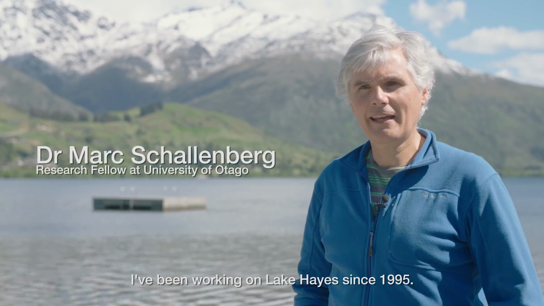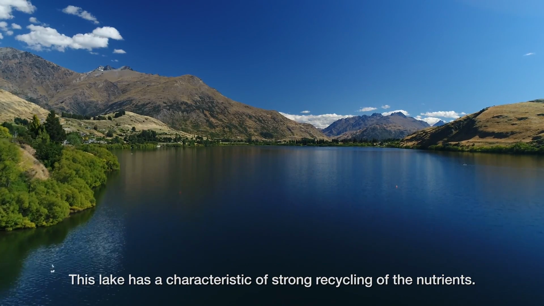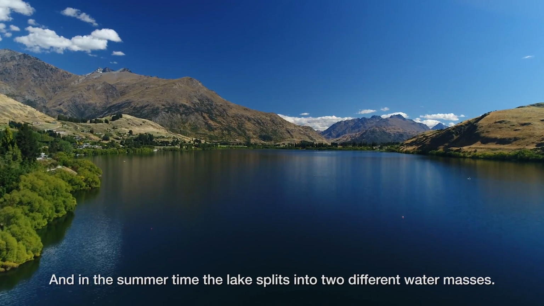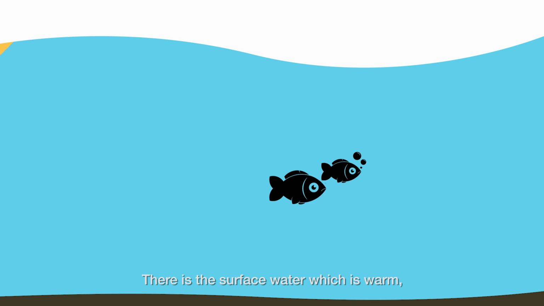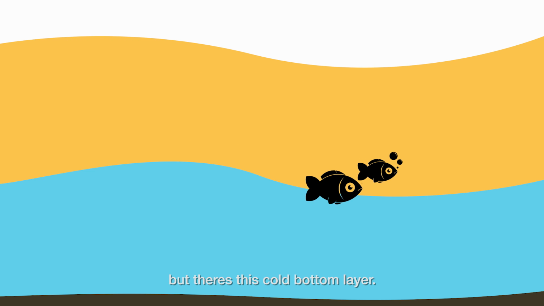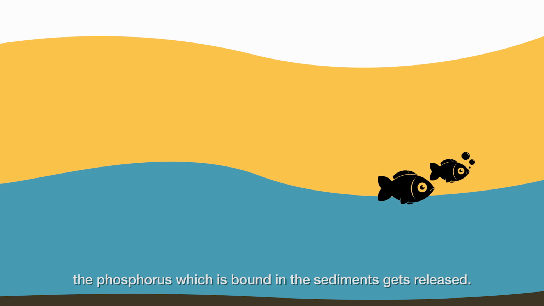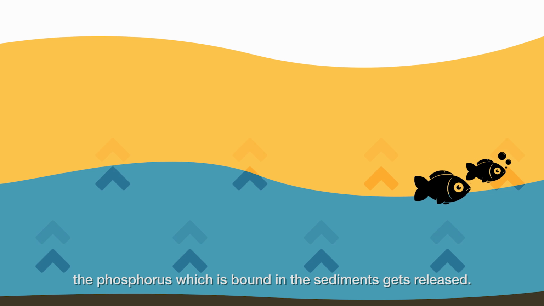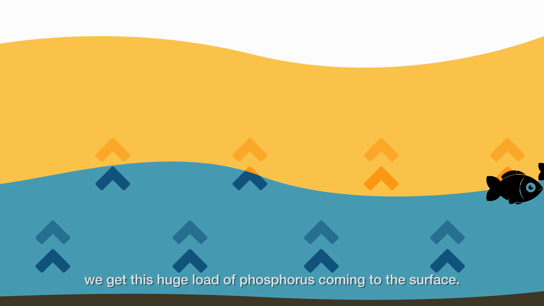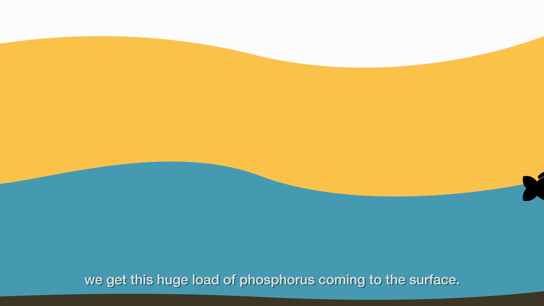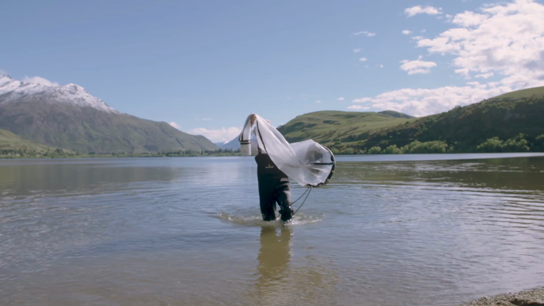I've been working on Lake Hayes since 1995. This lake has a characteristic of strong recycling of the nutrients. And in the summertime, the lake splits into two different water masses. There's the surface water, which is warm, but there's this cold bottom layer. And when the oxygen goes down to zero in this lake, the phosphorus, which is bound in the sediments, gets released. So when the lake turns over in the autumn, we get this huge load of phosphorus coming to the surface into the warmer water where the algae just gobble it up.